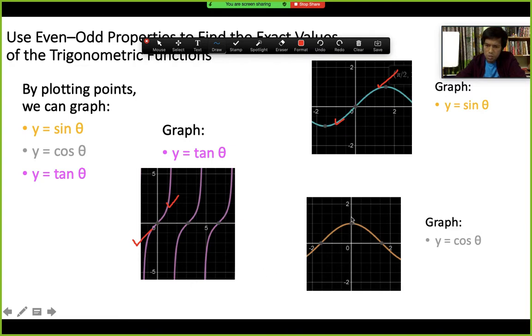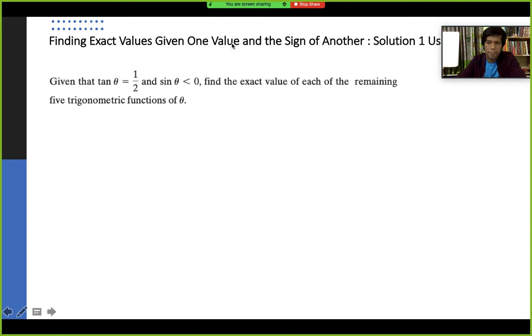And this one, see, is symmetric with respect to y. That means it is an even function. So from the graph also we actually understand what type of function this one is.